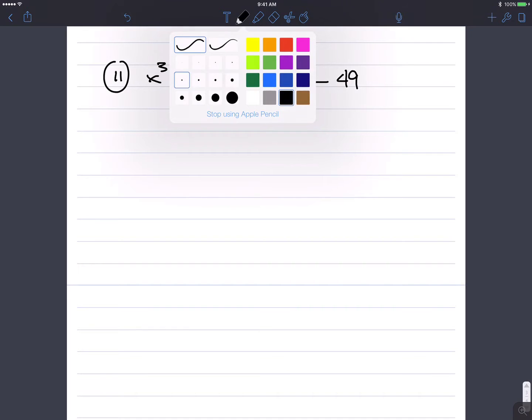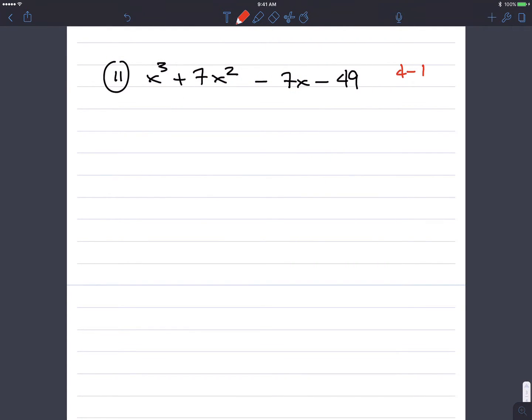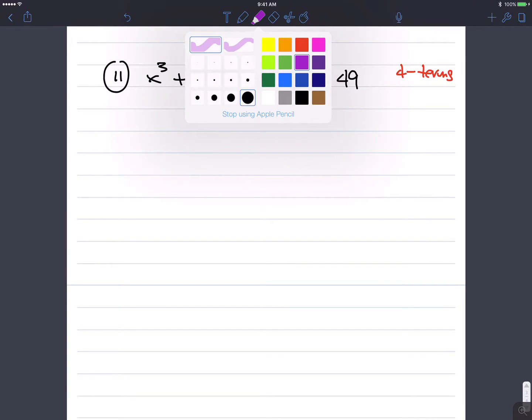You got x squared here. Take a look. X squared, sorry, x cubed. X cubed plus 7x squared, number 11. Minus 7x minus my 49. I'm going to say to you, let's take a look at this. There's still 4 terms. It's factored by grouping.